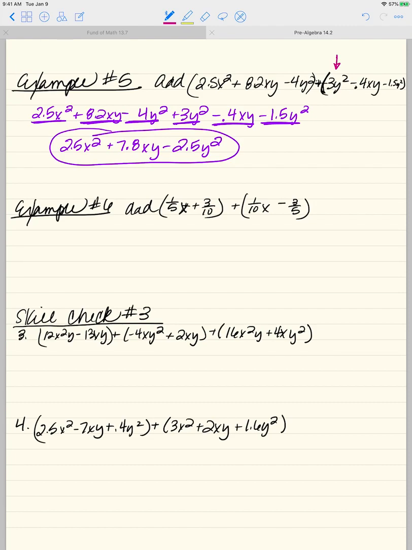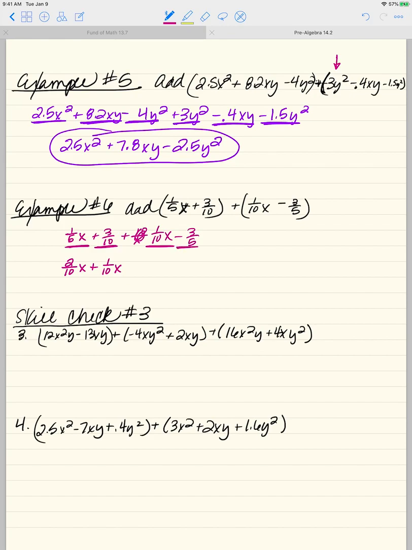Example number 6, we're working with some fractions now. So we have 1/5 x plus 3/10 plus 1/10 x minus 3/5. So we're going to be combining these two x terms. Because they're fractions, we need to have common denominators. So our common denominator is going to be 10. So 1/5 is going to be 2/10 x plus 1/10 x. I'm just going to write these out just so we can keep track of our fractions a little clearer.